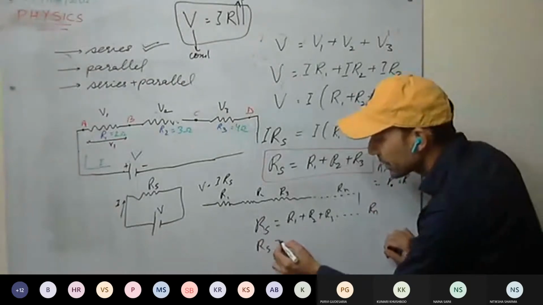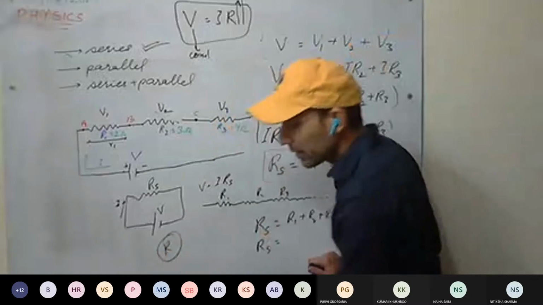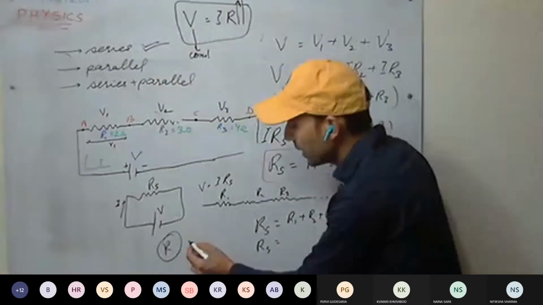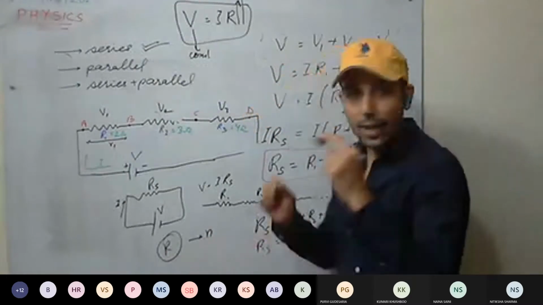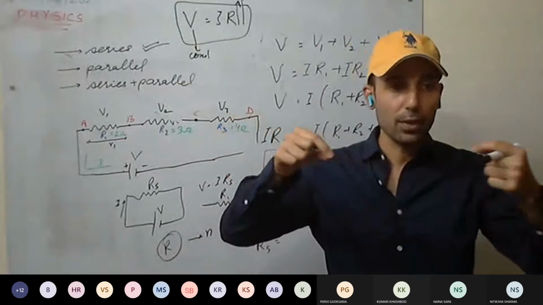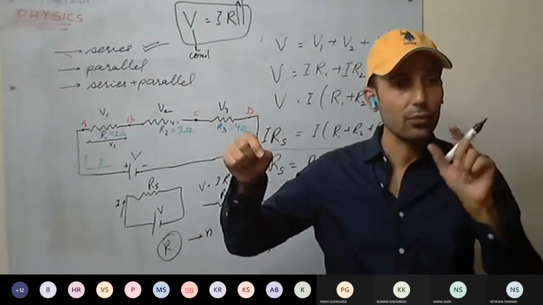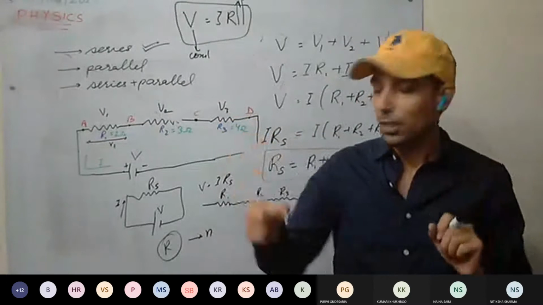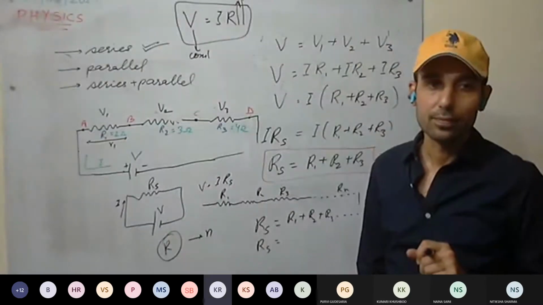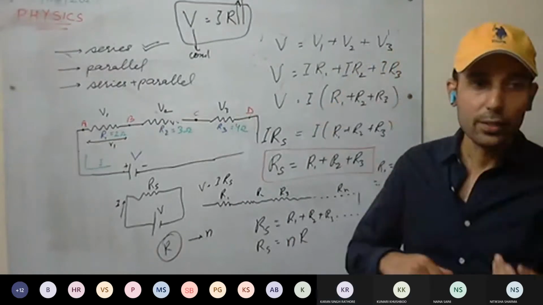So see here, resistors having value R, and their number is N. N number of resistors are connected in series, and each resistor is having the same value of R. So what will be the total resistance? R into N, N times R, R into N or N into R.